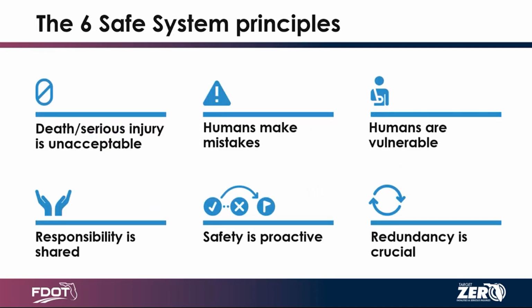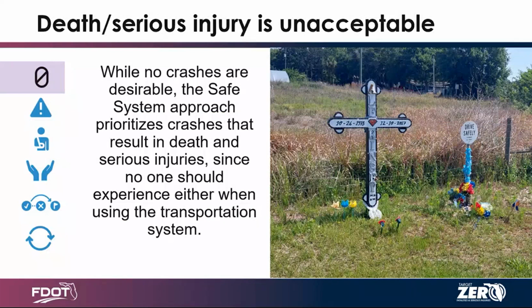So with that said, 6 safe system principles, and we're going to walk through these one by one: death and serious injury are not acceptable. Humans make mistakes. Humans are vulnerable. Responsibility is shared. Safety is proactive, and redundancy is crucial. And we'll get into each one of these 6. So we know that no crashes are desirable, but with the safe system approach, we're really focusing in on those that result in death or serious injury. We don't want crashes on our transportation system to result in those types of life-altering changes to an individual or to their families and friends.